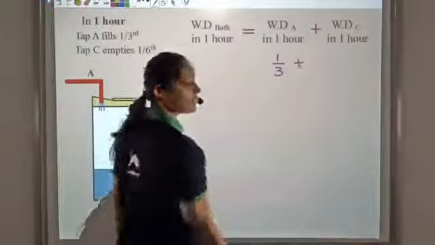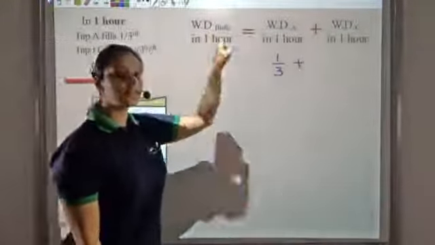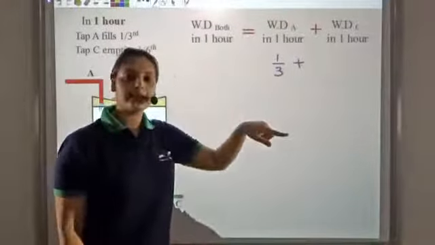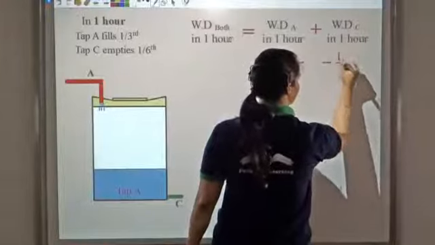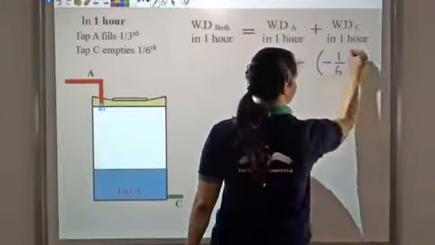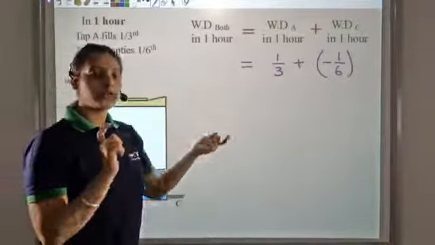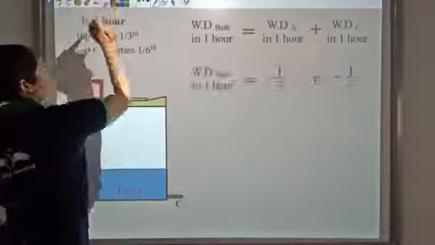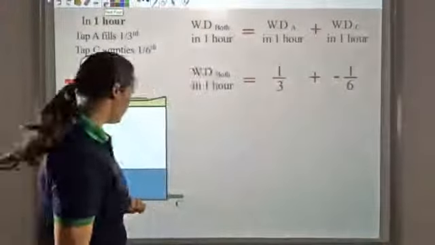Plus work done by C in an hour, it is emptying 1/6. That is, it is doing negative work. It is not filling the tank, it is the reverse of filling it. So it is negative 1/6. So this is what I get as work done by both in 1 hour: 1 by 3 plus negative of 1 by 6.